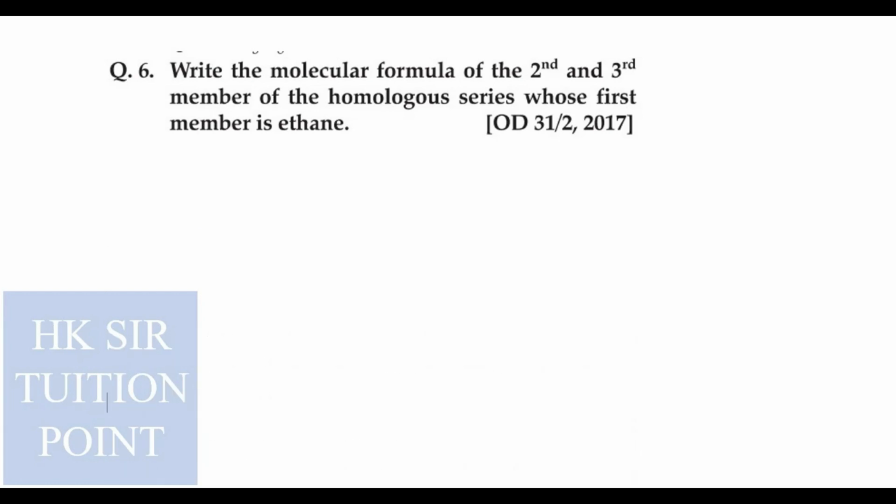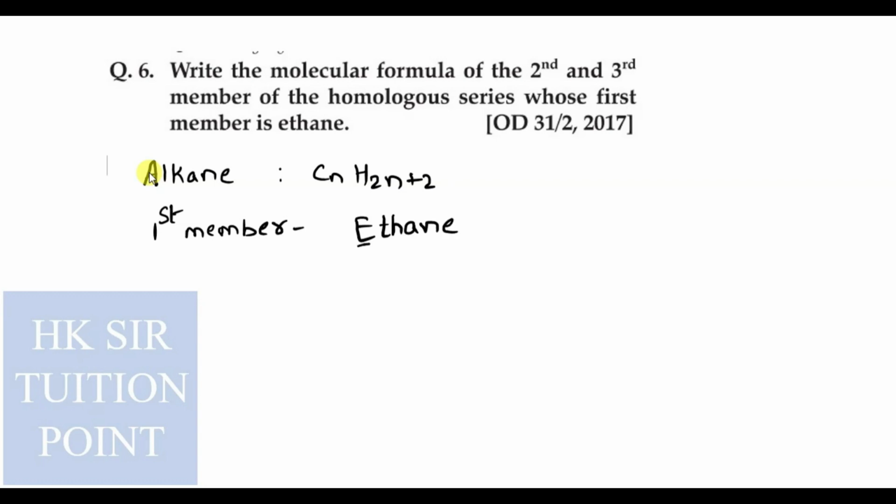Sixth question. Write the molecular formula of the second and third member of the homologous series whose first member is ethane. No doubt it is an alkane only. Its general formula is CnH2n+2. He said that the first member is ethane. He has given a question like that. Actually, it is a second member, but he said it is a first member only. Let's follow him.